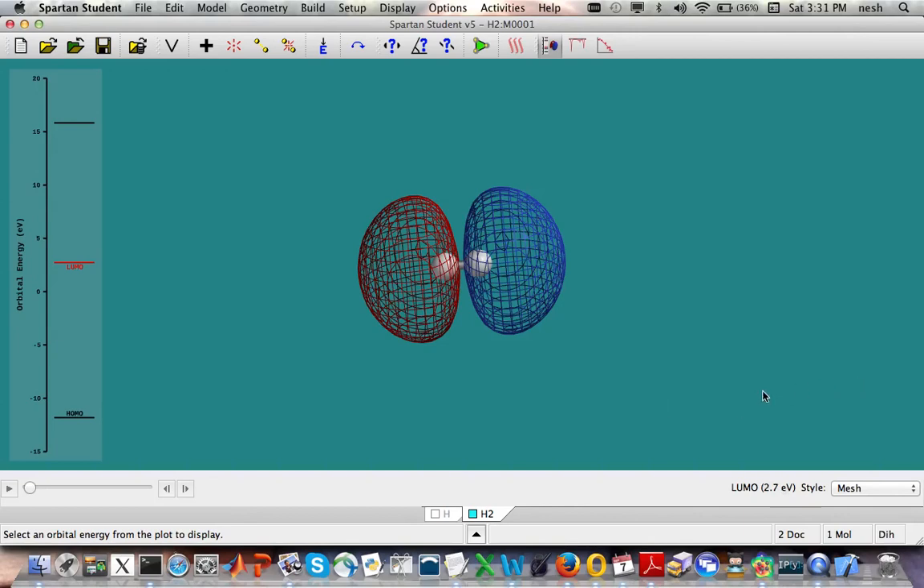So that's pretty much the game plan. You'll be doing this, and then you'll be doing the same thing for the other system we've been looking at, which is NH3BF3.